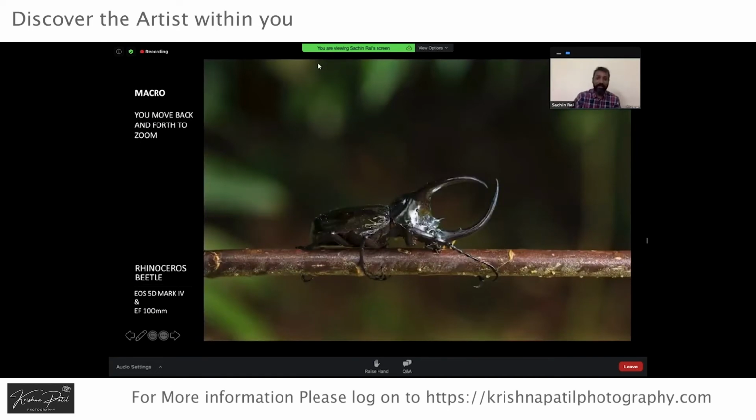Now, one of the fun things about macro is this, called the rhinoceros horn beetle. It is a large beetle, almost 5-6 inches, found in Borneo. With the macro lens, you don't have a zoom in, zoom out feature, which means you go back and forth. In this case, I will move back if I want to accommodate the entire animal, but if I want to take only the head, I will have to move closer with my lens. So I go back and forth depending on how I want to compose.